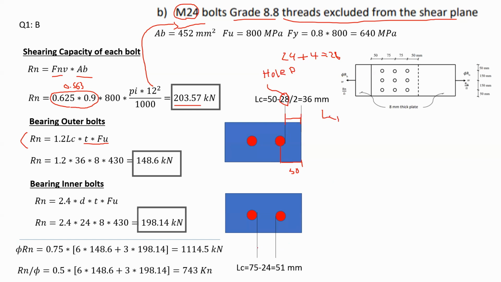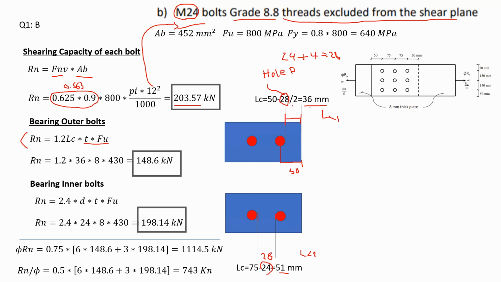On the other hand, I would like to calculate the distance between two bolts, the outer one and the inner one. So LC in this case would be 75 minus 24. So actually, this is not supposed to be 24. It is supposed to be 28. However, in any case, LC1 is going to be the least one, and this is LC2.